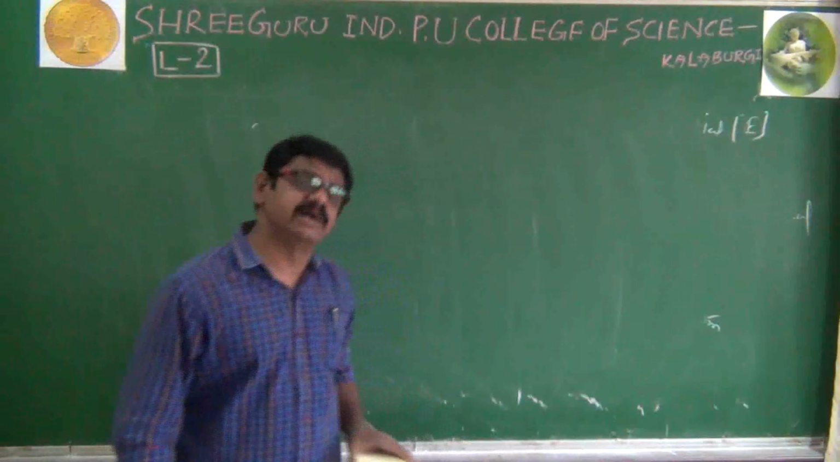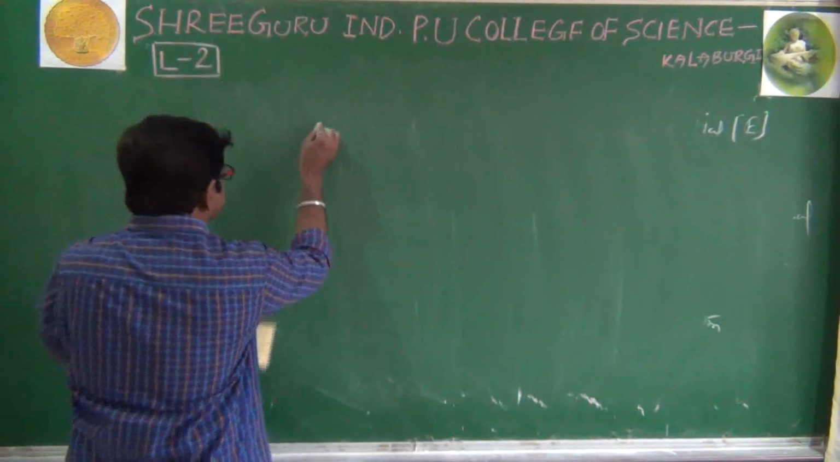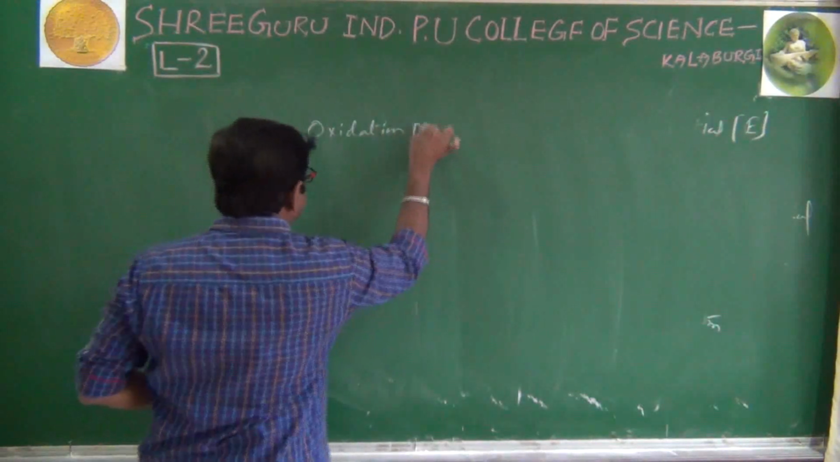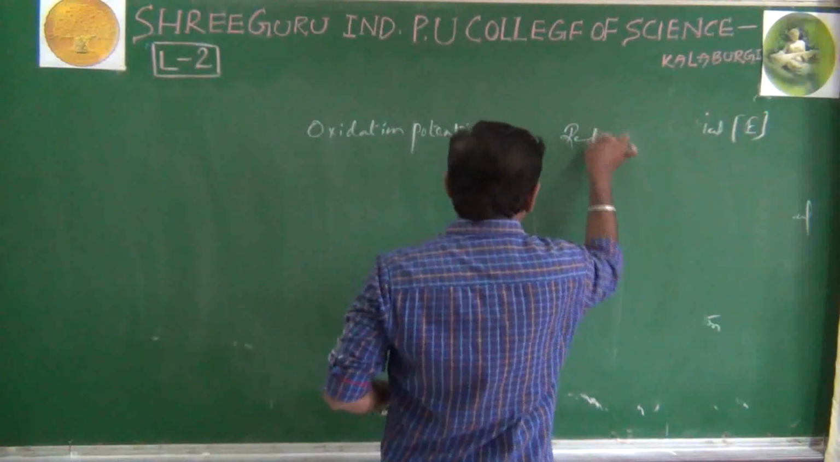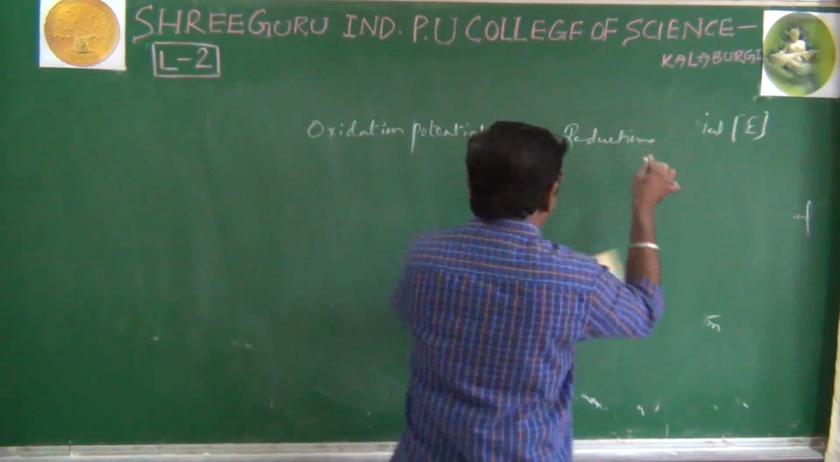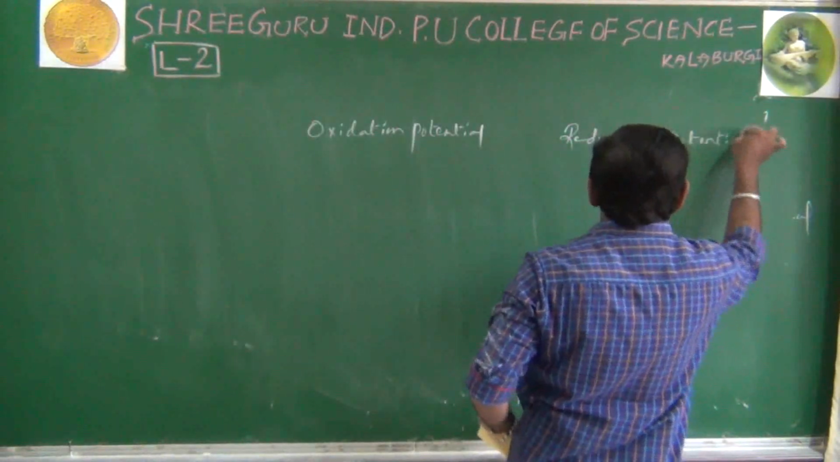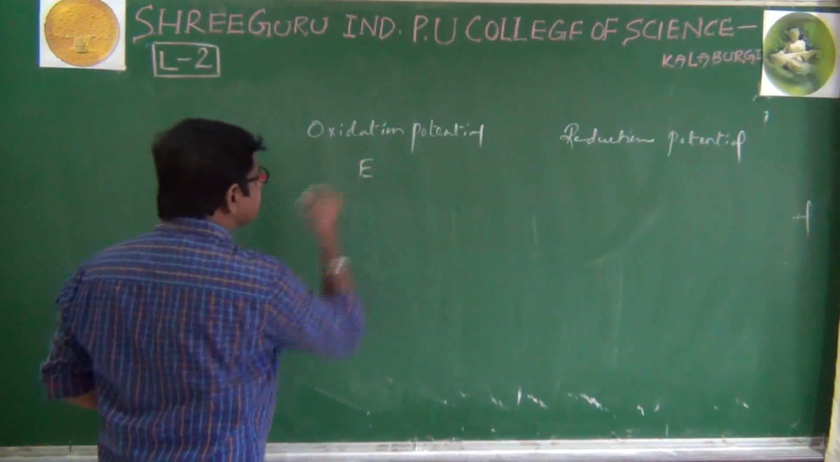We now have two types of electrode potentials. One is the oxidation potential, and the other one is the reduction potential. If conditions are not maintained, both are designated with the E symbol only.